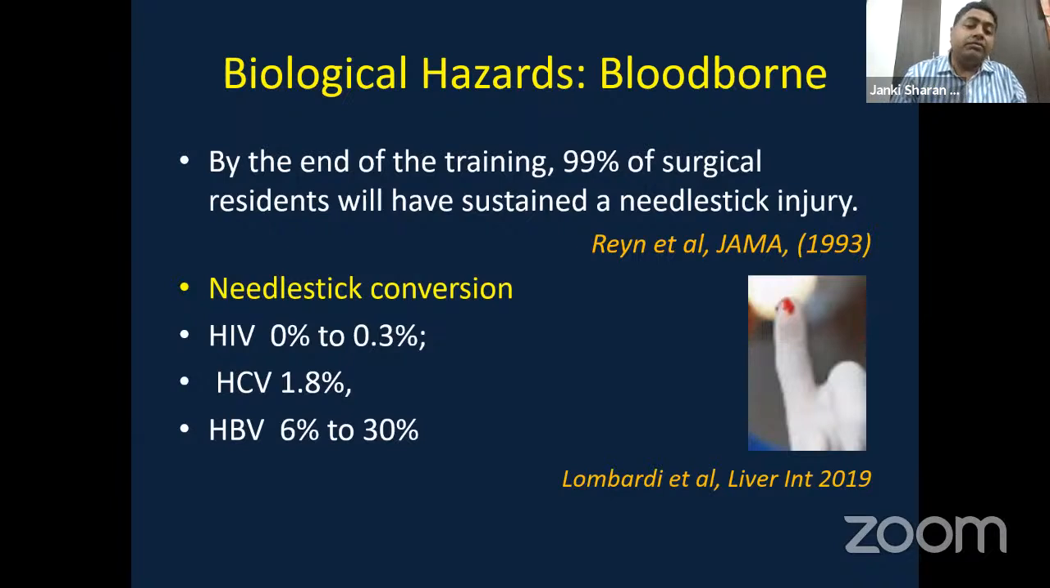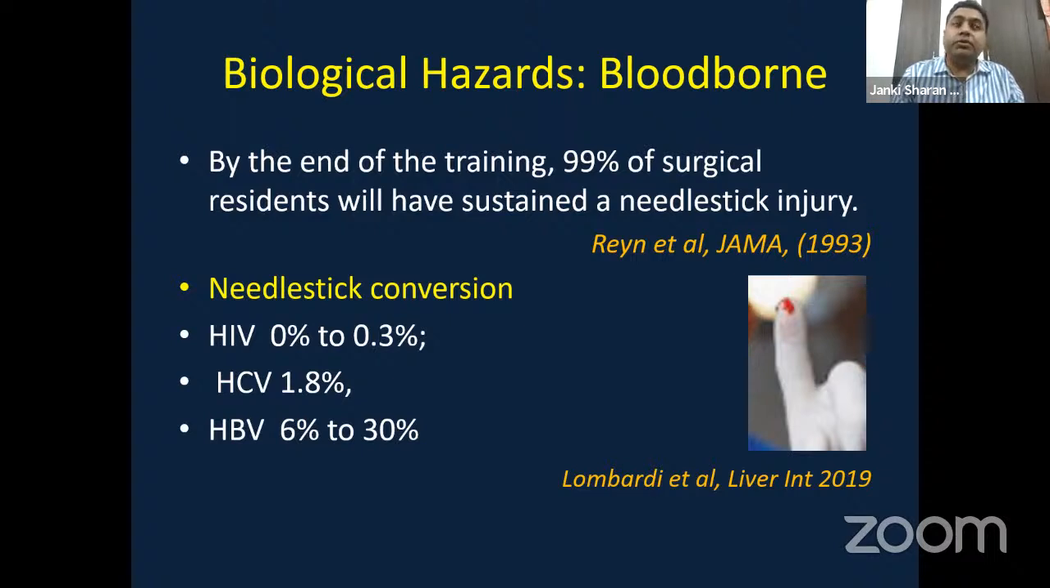We should know that by the end of our training, about 99% of surgical residents will have sustained at least one needle stick injury. And it is also common in the younger generation; as you get experienced, these things will occur less commonly. And the needle stick conversion of HBV is quite common. It is up to 30%, while for other things like HIV, it is 0.3%.